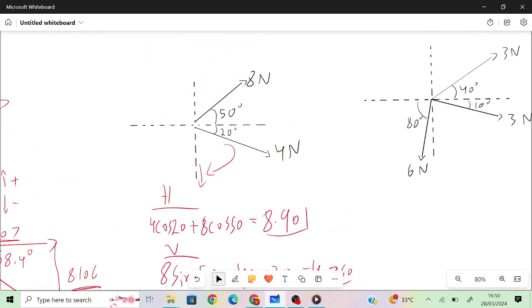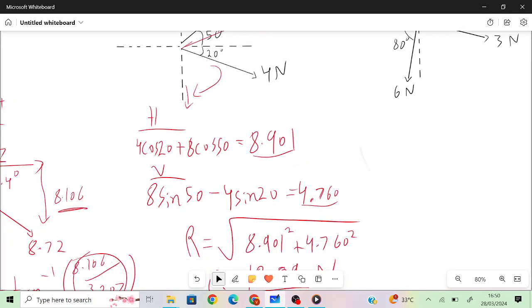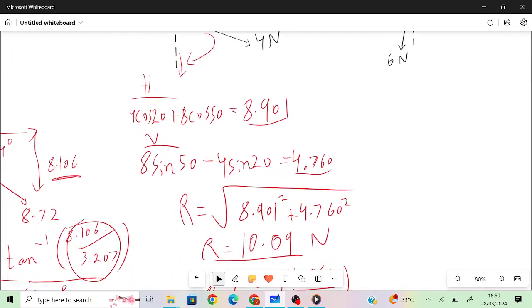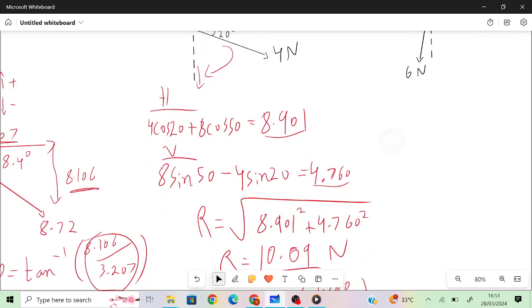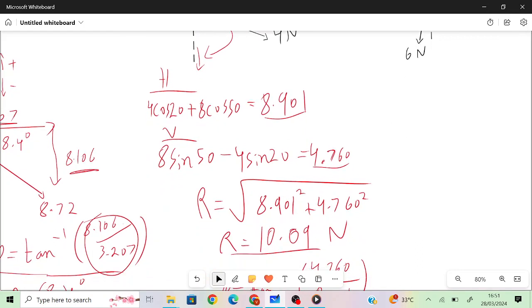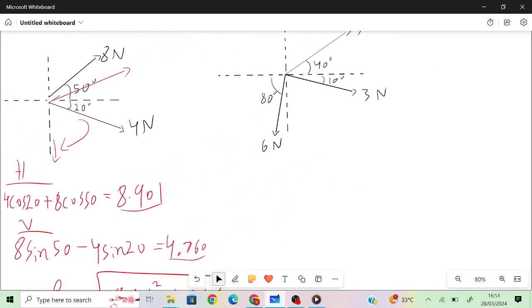So it would be somewhere here, in that direction. That's where the resultant would be, and it makes sense because the 8 newtons is obviously a larger force and at a higher angle than the 4 newton force as well, so it makes sense entirely. On to the next and final example.